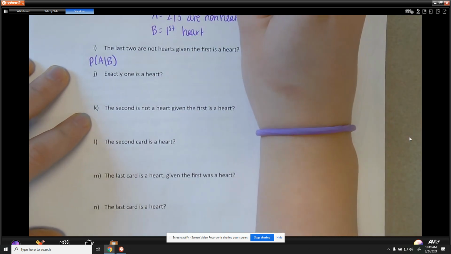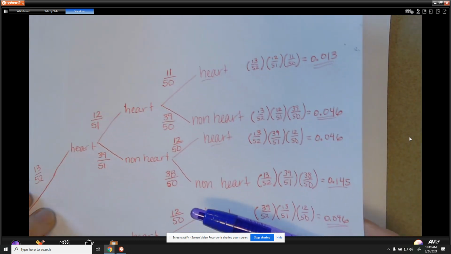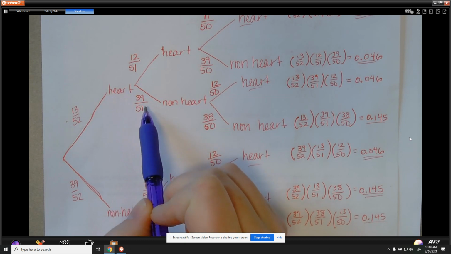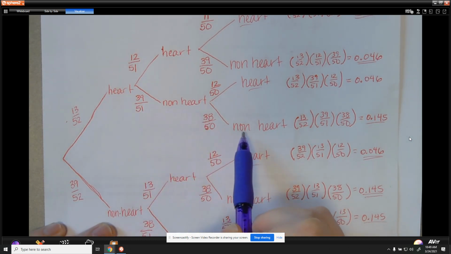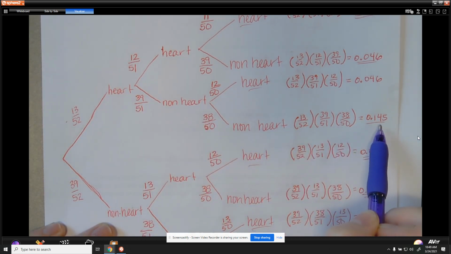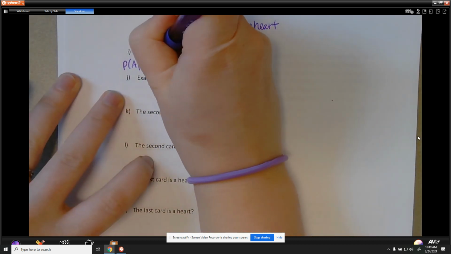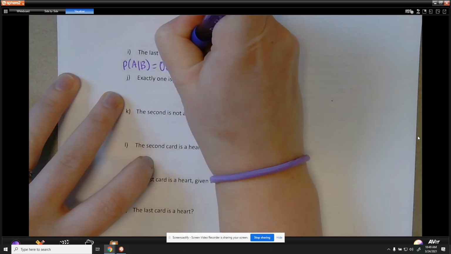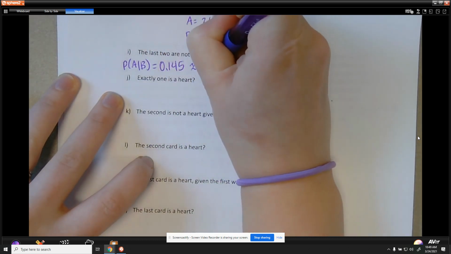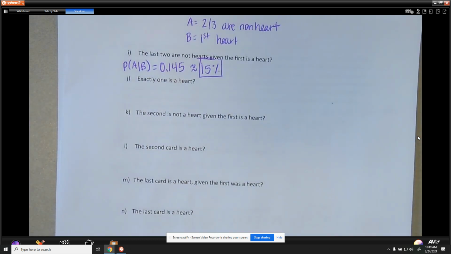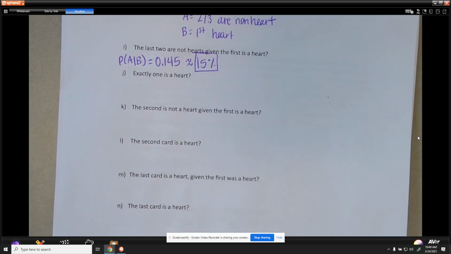Okay, so I can follow that on my tree diagram to find the probability. So first choice is a heart, next non-heart, next non-heart is this probability right here, 0.145. So here we go, 0.145, which is about 15%. All right, so then I'm going to use this for the help on that front page, all the way back here.